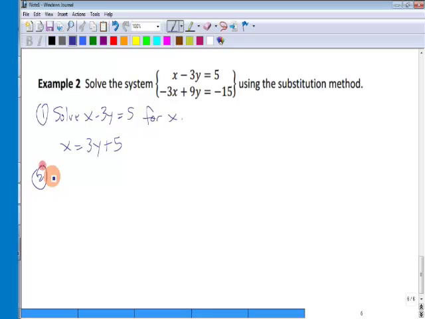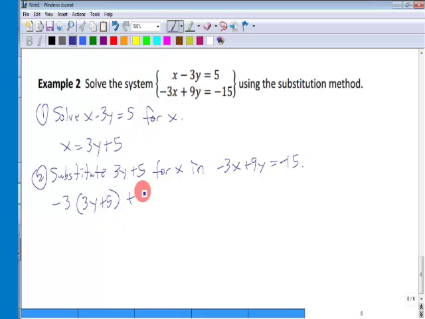And then step 2, we would substitute 3y plus 5 for x in the equation negative 3x plus 9y equals negative 15. And when we do, we get negative 3 times (3y plus 5) plus 9y equals negative 15. And the natural thing to do is solve. So we solve for y, and what happens?